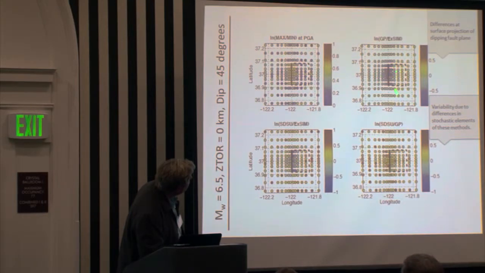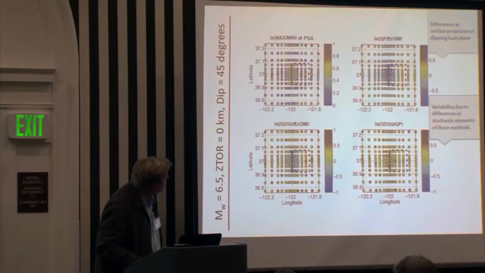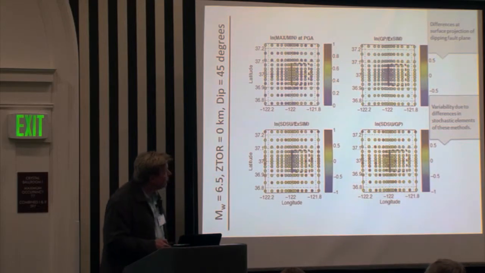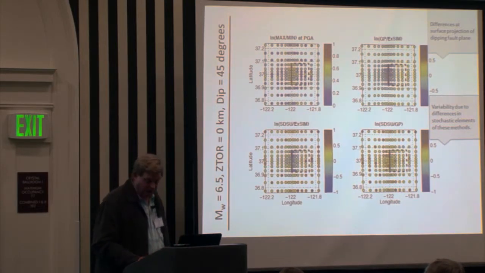For example, just focusing on this, you can see that the bias is tending towards negative values. And what's interesting is that it's going toward the footwall side. So it's extending beyond the surface projection of the dipping fault. So that's an interesting observation. And then if we look at the comparison of the 2 hybrid approaches, you can see that there's quite a bit of variability, which is probably due to differences in the stochastic components of those models at those short periods.